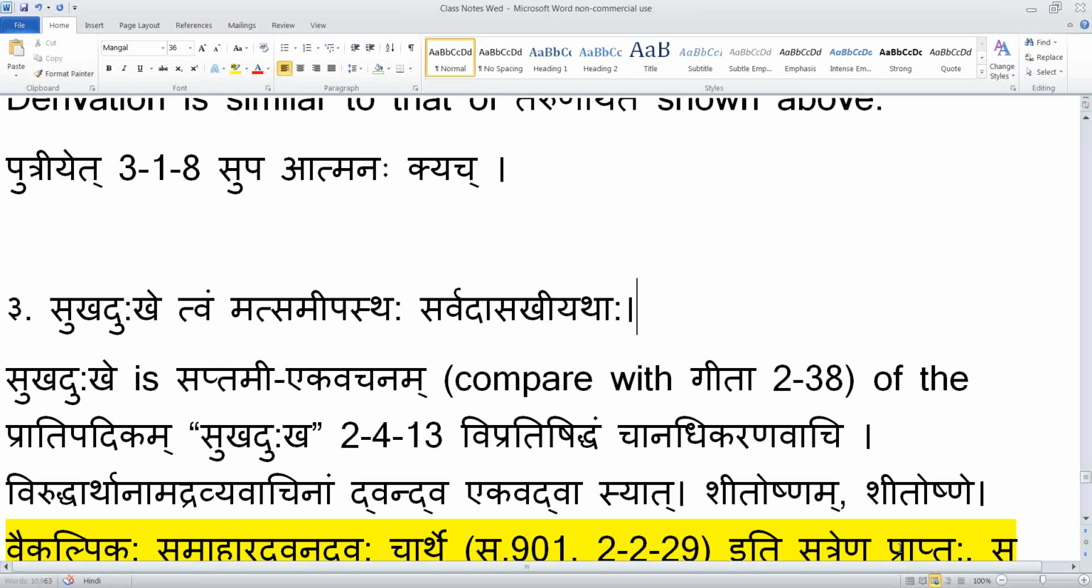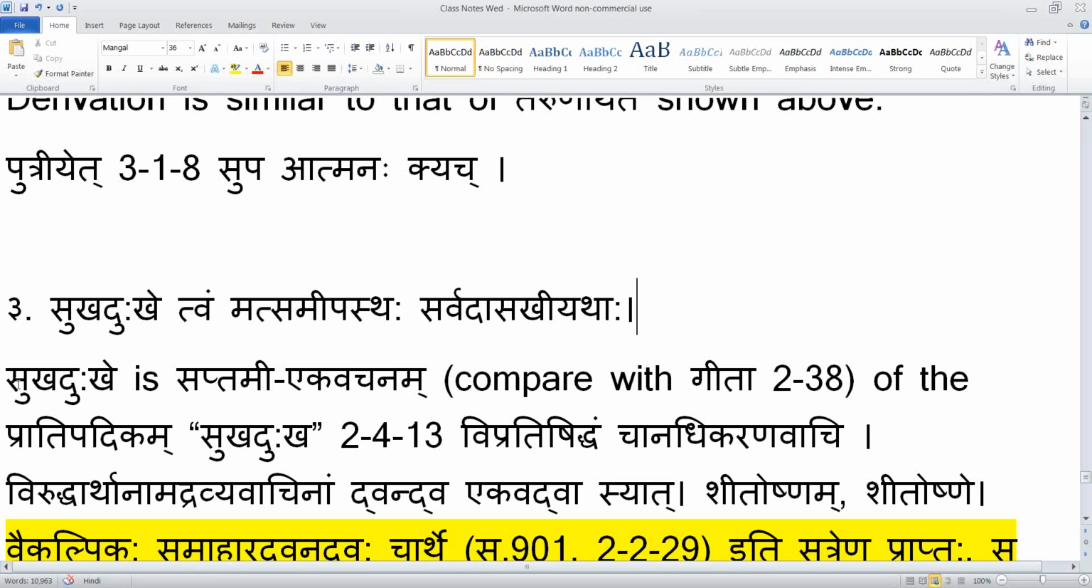Okay, good. So I was just thinking what lakar it is. This is the lung lakara. You don't have any siyut agam or anything over here. So sarvada asakhiyathaha. Sukha dukkhe, in happiness and sorrow, you who were staying close to me always acted like a friend. Sakhi iva acharaha. Tvam sakhi iva acharaha. You behave like a friend.